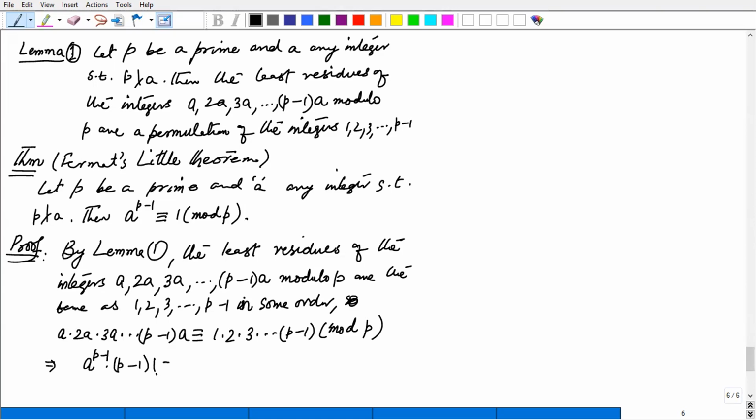And this is congruent to (p minus 1) factorial modulo p. We know that p is a prime, so all numbers less than p are relatively prime to p. If all numbers which are less than p are relatively prime to p, then their product must be relatively prime to p.